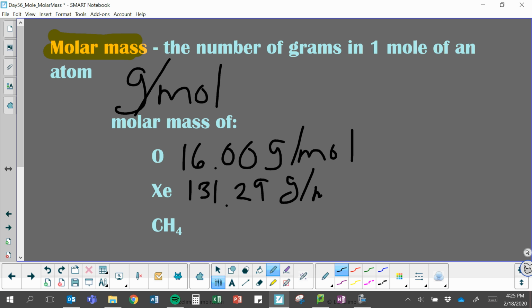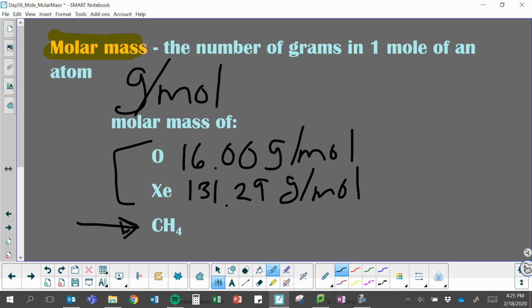131.29 grams per mole. So in the case where it's just one atom like these two, it's just going to be the atomic mass. Where molar mass is different is when we come into examples of compounds, because we want to know how many moles of that molecule there are, not how many moles of carbon or how many moles of hydrogen. We want to know how many moles of CH4.